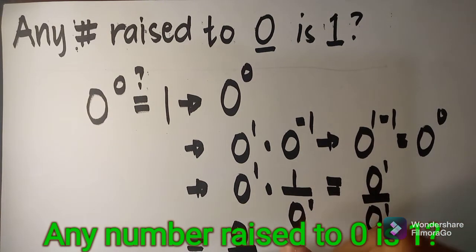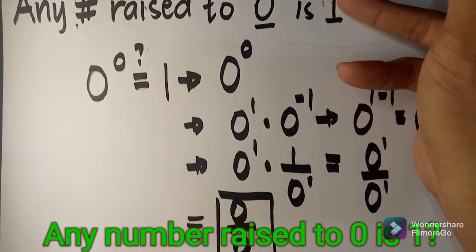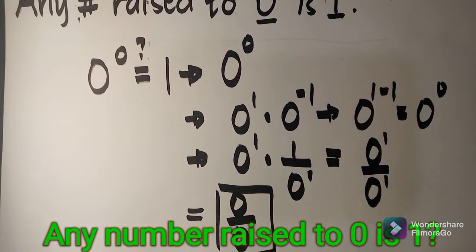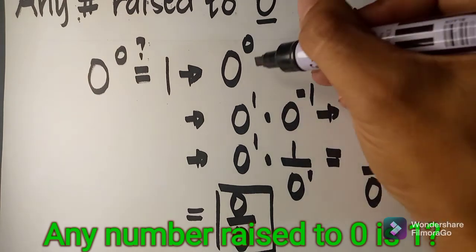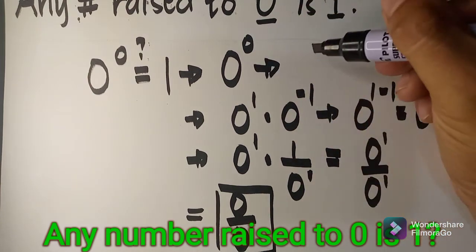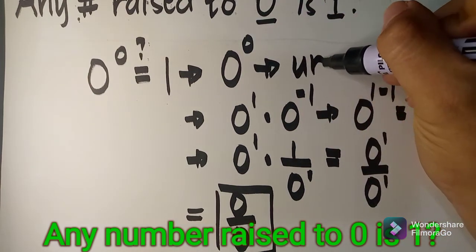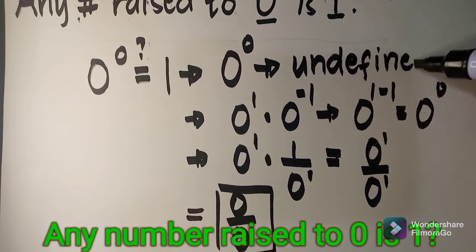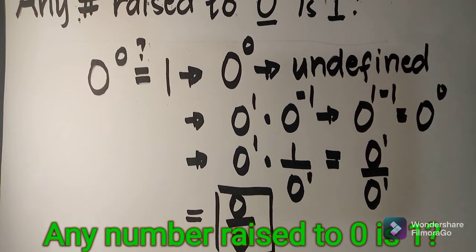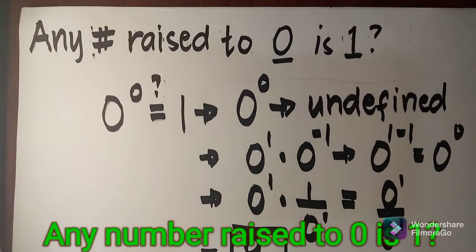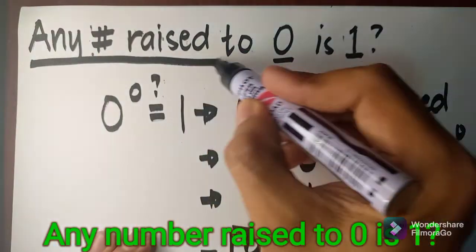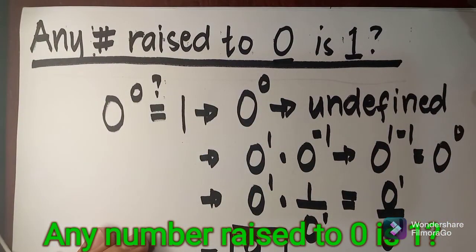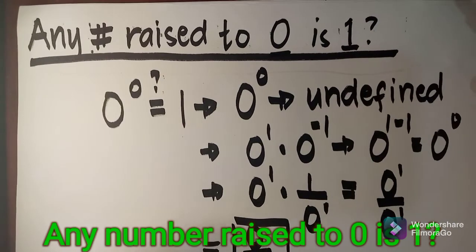And therefore, since we have this final expression when we simplify the expression 0 raised to 0, we have division by 0, which is not allowed, and therefore 0 raised to 0 is undefined. Okay, that is undefined. And therefore the statement that any number raised to 0 is 1 is not true.